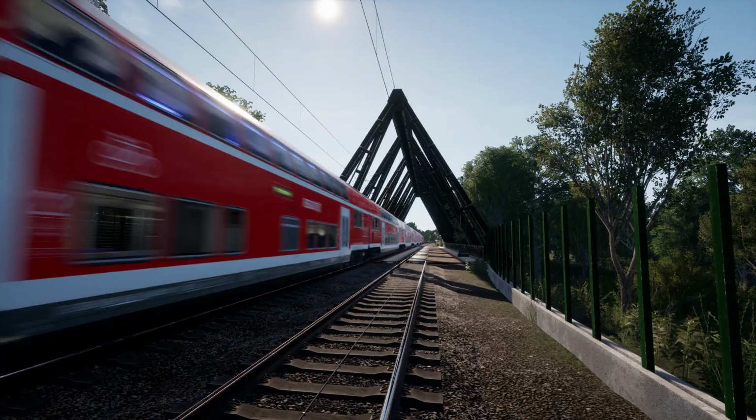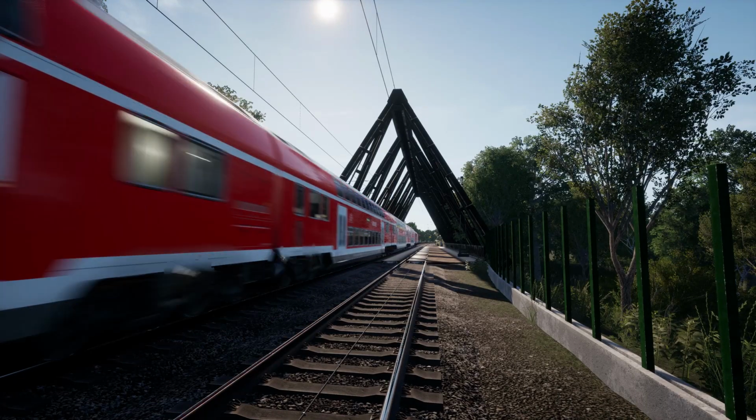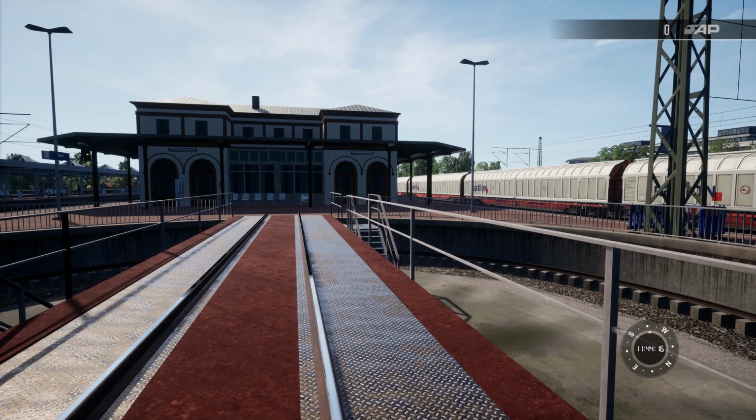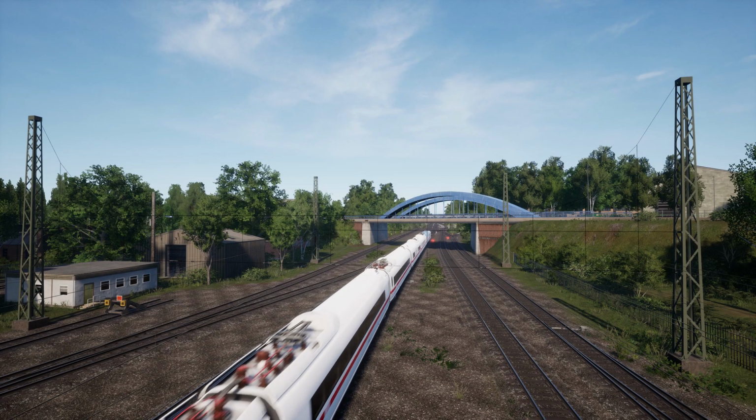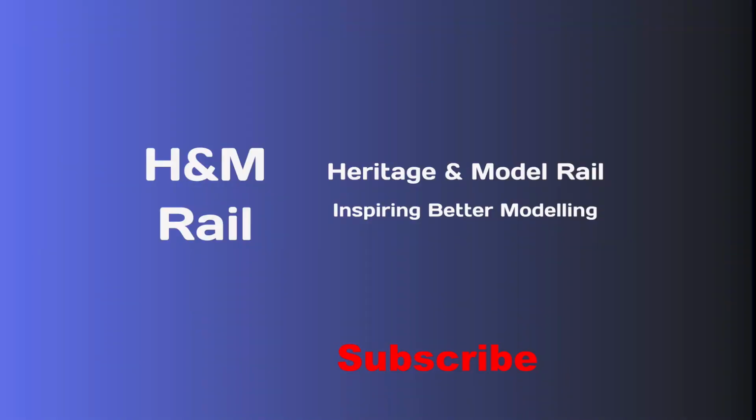This episode of my layout design series using Train Sim World 2 shows you how to use the simulator to measure and design buildings and bridges. I also show you how to find details in the simulation world that will improve your layout.